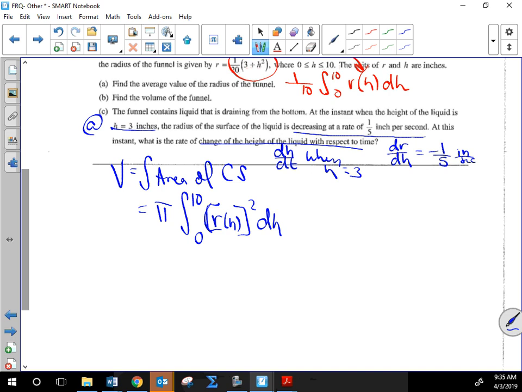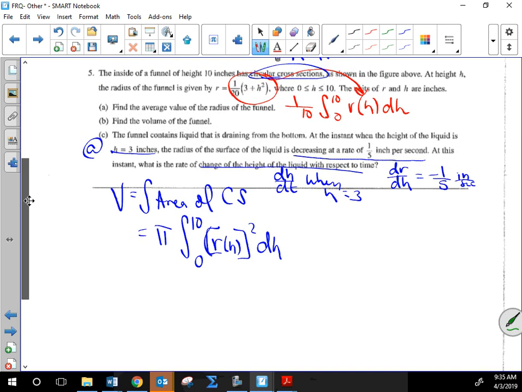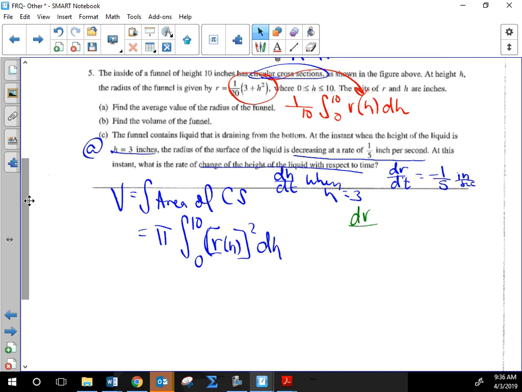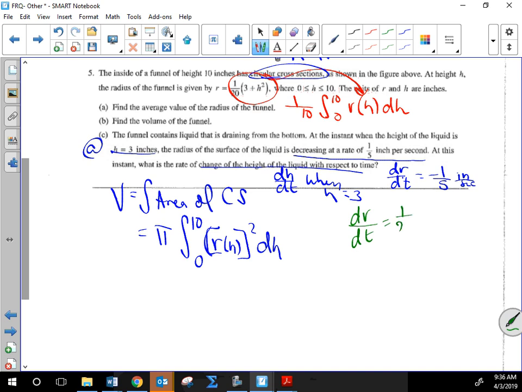All right, so we need dr/dh. Well, really, the only function we have to work with is our radius here. Actually, I'm going to do dr/dt. That's not dr/dh. It's with respect to time. It's decreasing at the rate of 1/5 inch per second. h is not time, that's our height. Sorry, dr/dt. So let's take the derivative of our radius with respect to time. I'm going to keep my 1/20 sitting out in front. And then my derivative of 3 plus h squared is just 2h dh/dt.